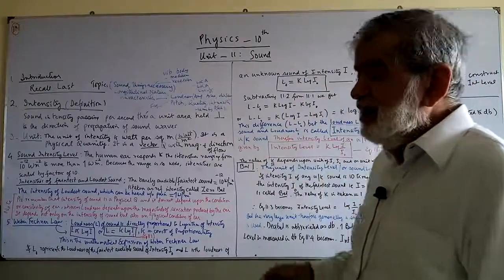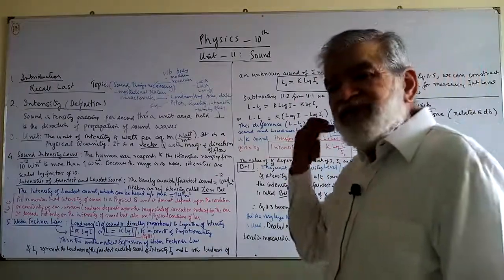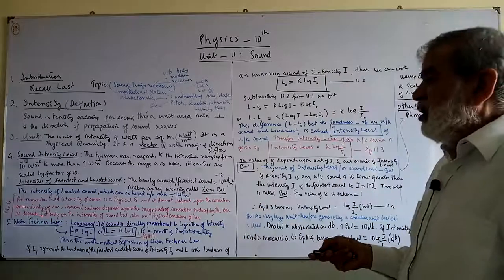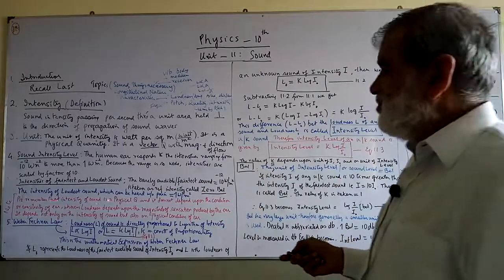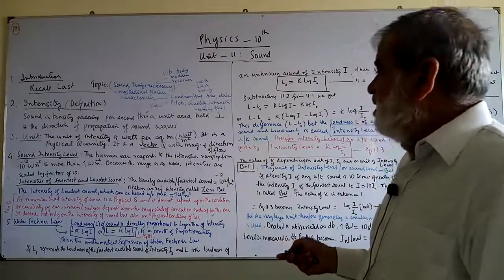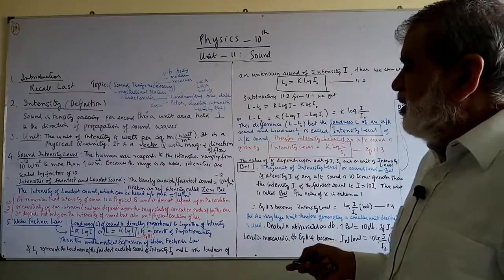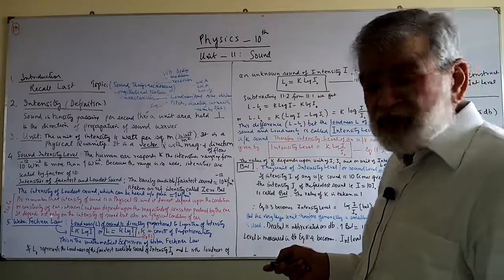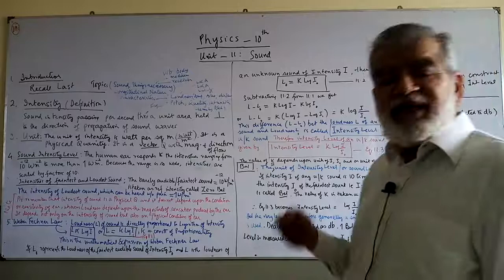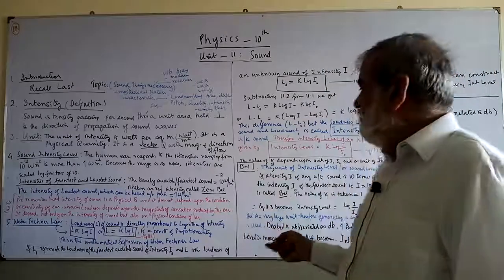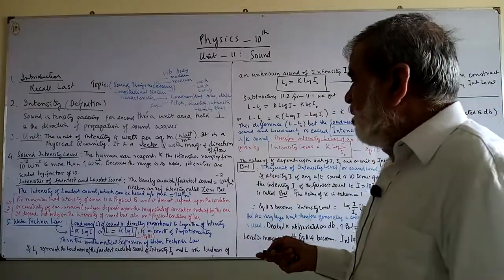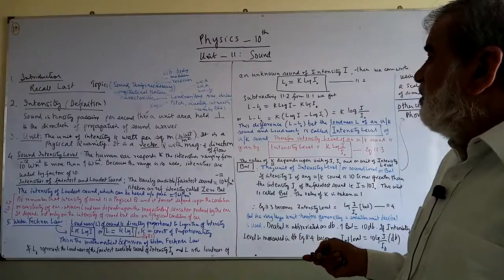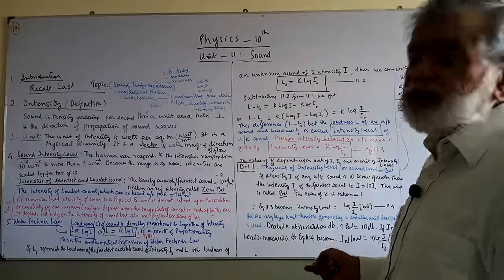Whether the ear can listen to it or not, it is a physical quantity, it keeps doing so. Please note that intensity of sound is a physical quantity, and it does not depend upon the condition or sensitivity of ear. Condition means whether it is a defective ear or it is a sensitive ear. Whereas loudness depends upon the magnitude of sensation produced by the ear.